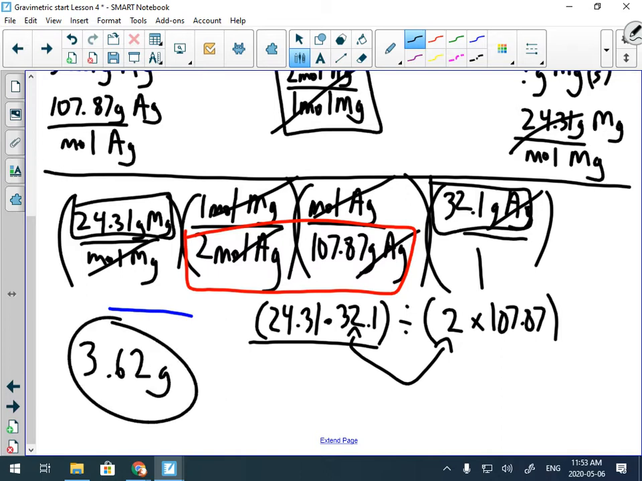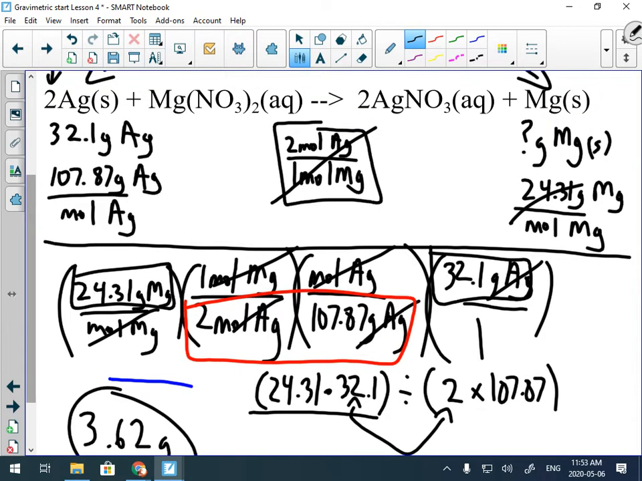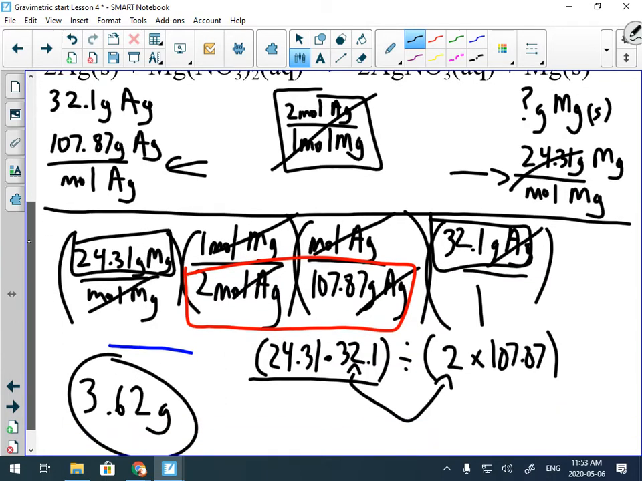So the only thing that's different is we have now 2 molar masses, where in the mole to mass or mass to mole, we only had 1 molar mass.